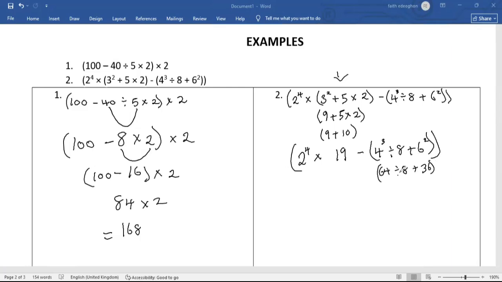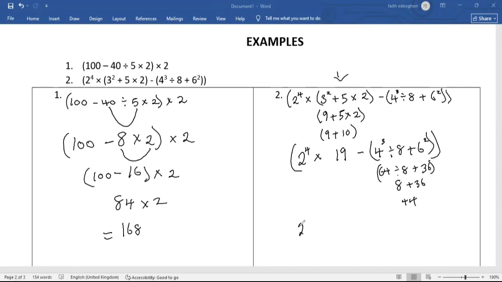So now we do the division, which is 64 divided by 8. We have 8 plus 36. And that would give us 44. Okay, let me erase this equal sign. So this bracket here gives us 44.